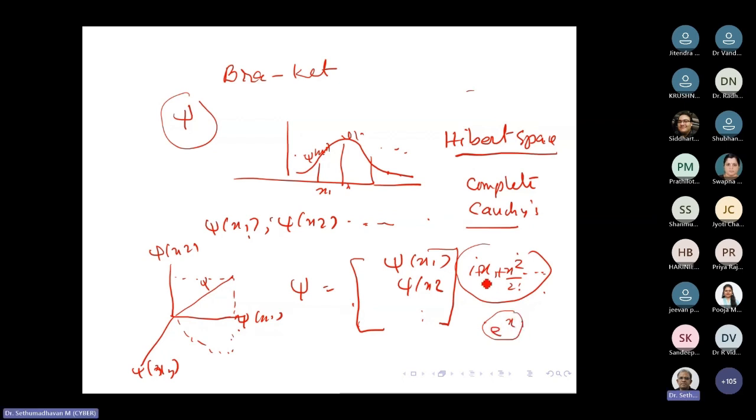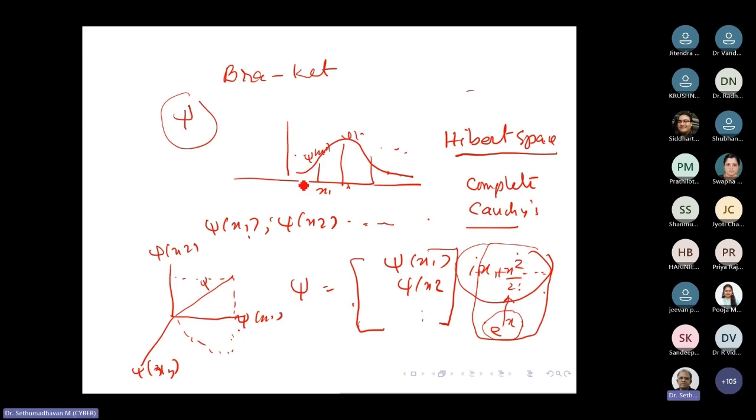So you are having so many other materials. By adding together, you are getting another material here, e power x. And if e power x is not part of that space, then this is not useful. So you want e power x to also be part of this space. That is, for any series that converges, its limit also belongs to this space. That is called Hilbert space. Then only you will get a complete space.